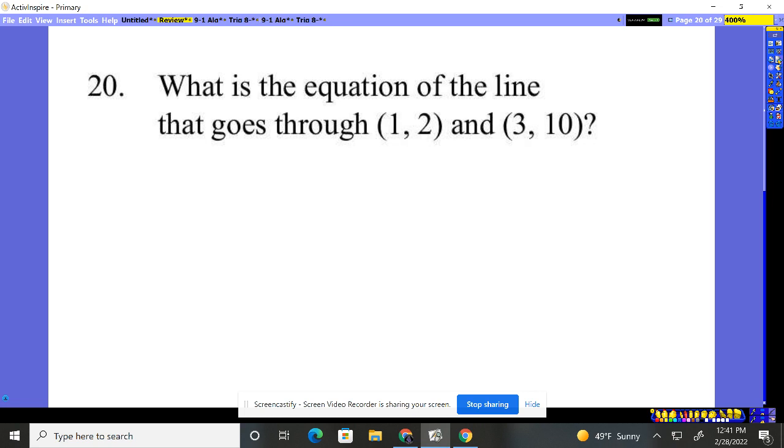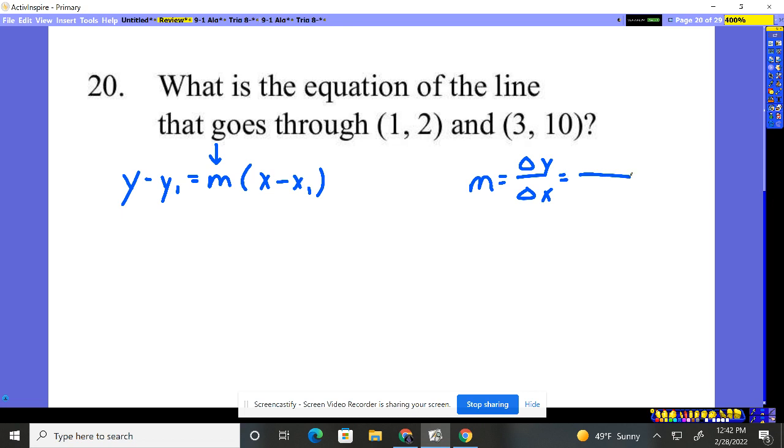20, what is the equation of the line? As soon as it asks that, I know I'm using y minus y sub 1 equals the slope times x minus x sub 1. All I have to get is the slope. It gives you 2 points, and you have to calculate the slope between them. So the slope is the change in your y's over the change in your x's. Subtract your y's over subtracting your x's.